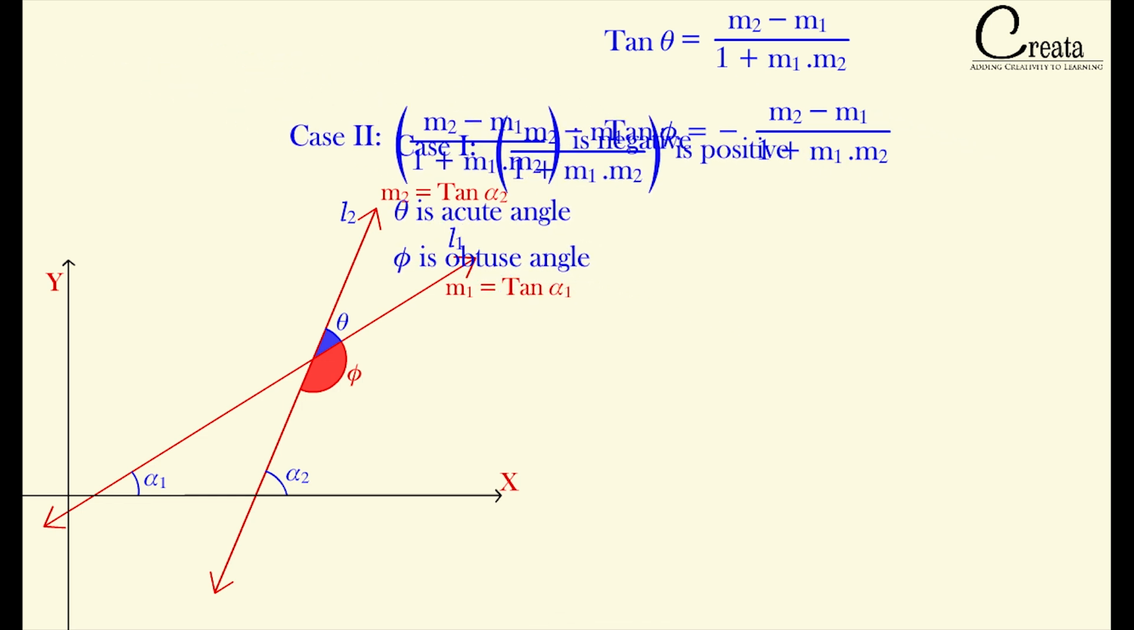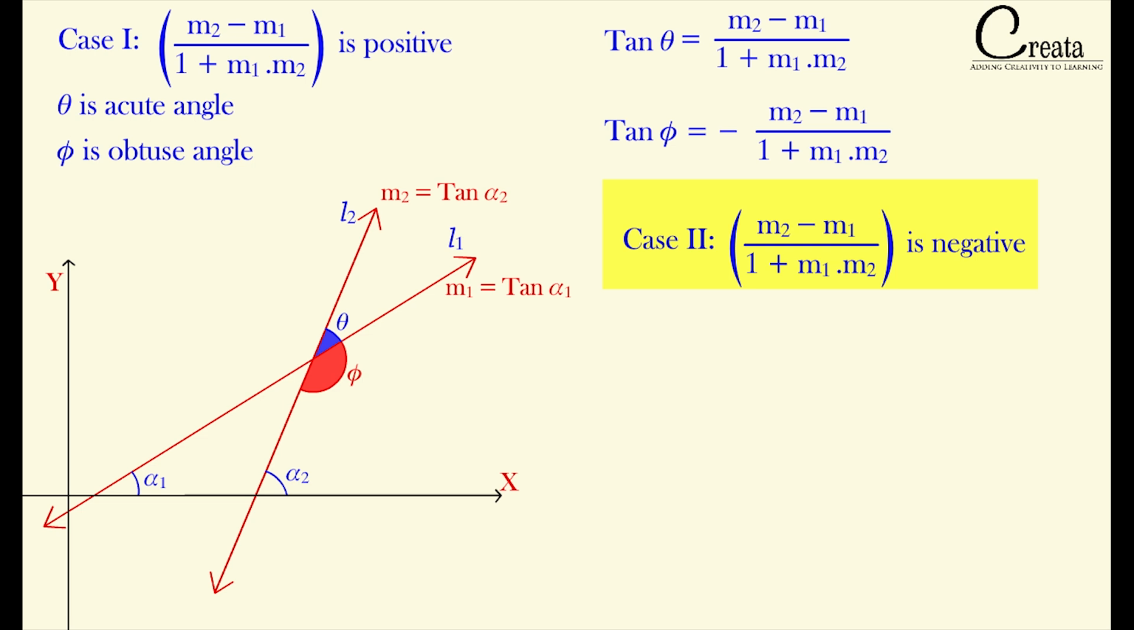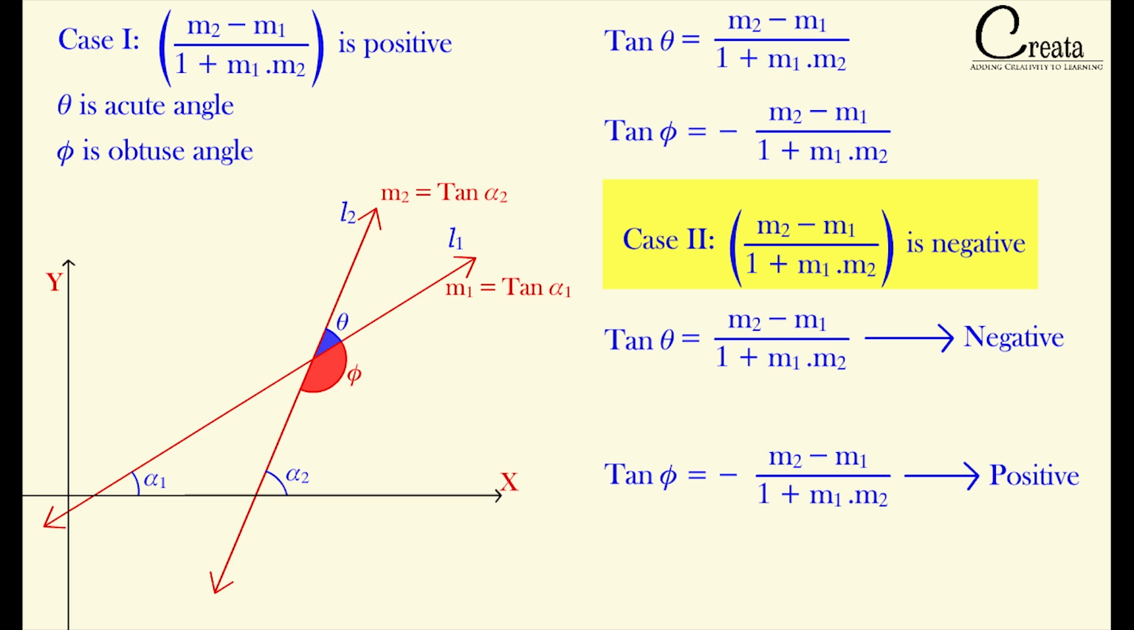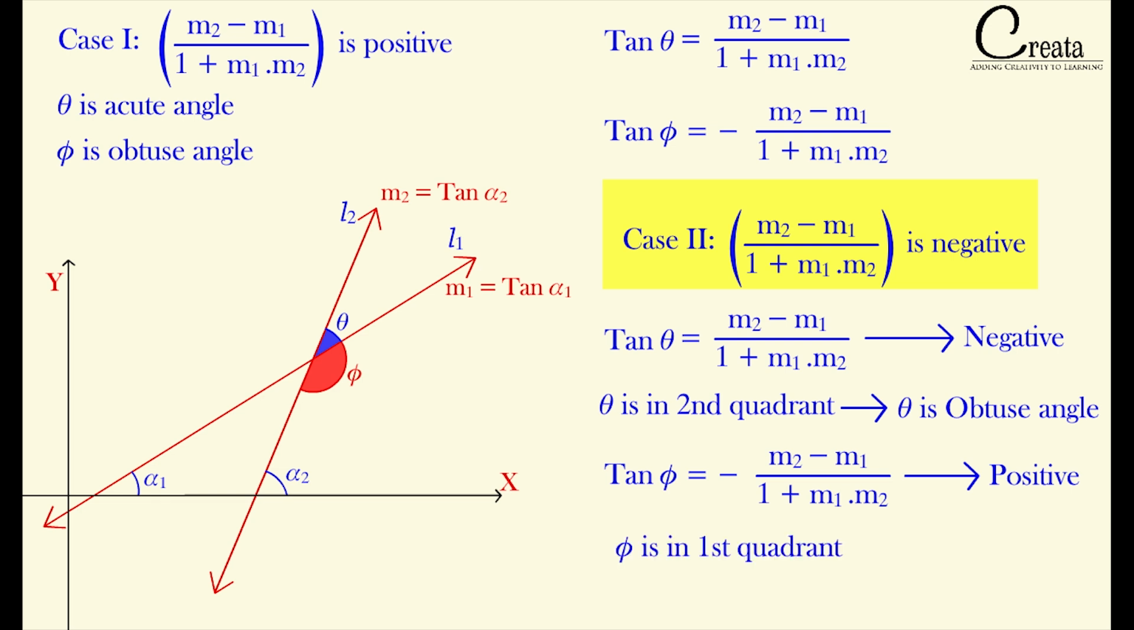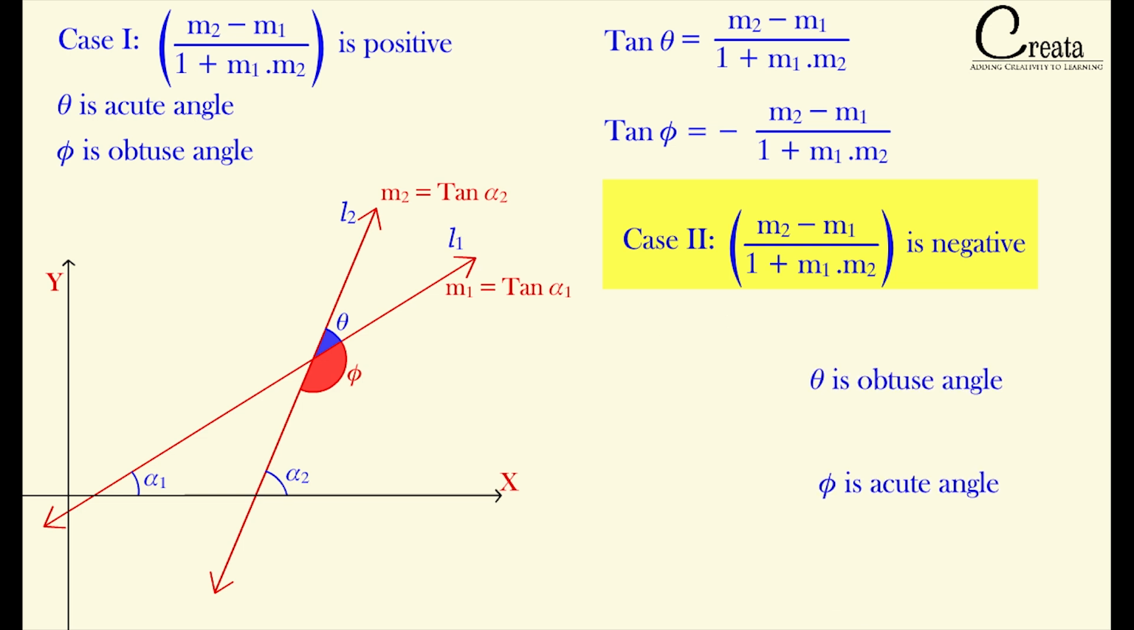So let's take the second case. If the value of this term is negative, then tan theta will be negative and tan phi will be positive. Okay, tan theta is negative and tan phi, negative into negative, will come out to be positive. It means that theta is coming in the second quadrant, that is theta is obtuse, and angle phi is coming in the first quadrant, that is phi is acute. Okay, got it? A small understanding.